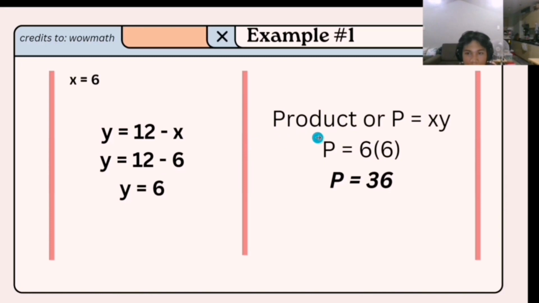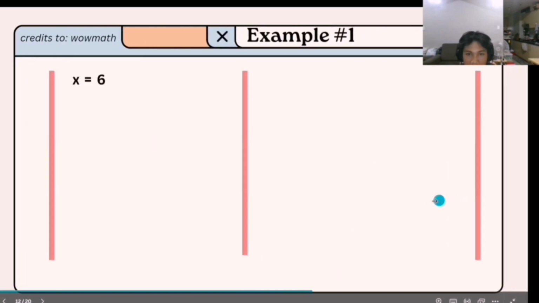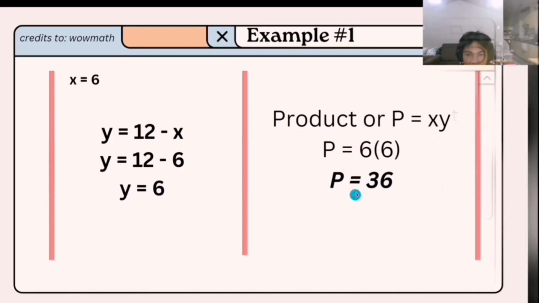Yan naman yung product, which is yung equation ay x times y. Since meron na tayo parehong value, yung x tsaka y, yung value ni x dito ay 6, and then yung value din ni y dito ay 6. Gagawin na natin, multiply na natin sila, which is 6 and 6. 6 times 6 is equal to 36, and then yung product natin.